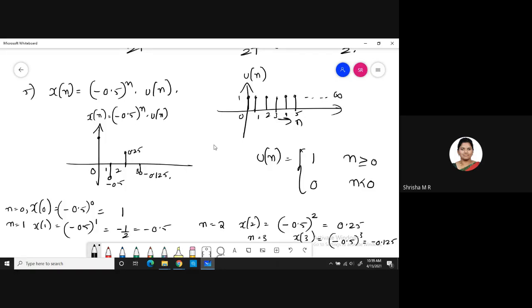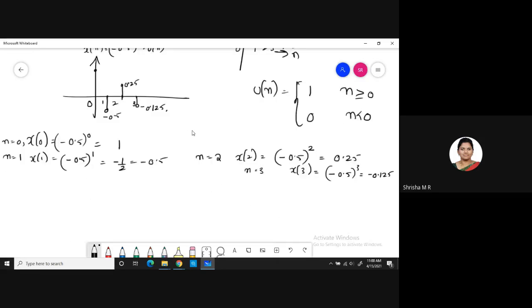As you can see, the signal is a diminishing signal. At n equal to infinity, it will become 0. The signal will go to 0. So we have to find the energy of the signal. You have to know how the signal looks graphically, so we have plotted this. Now try to find the energy of the signal.